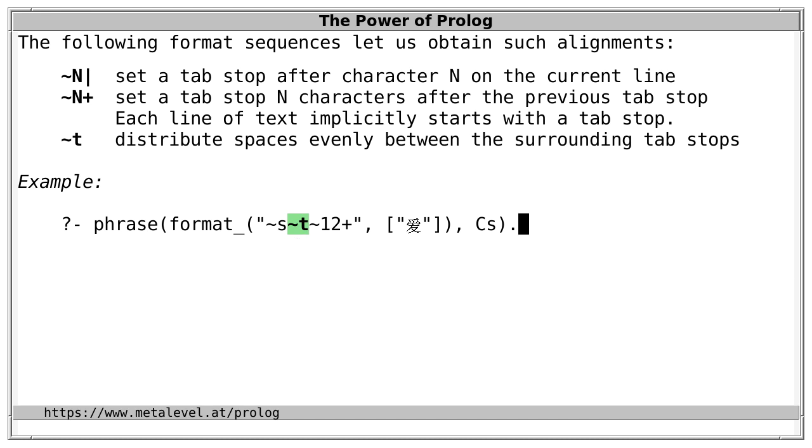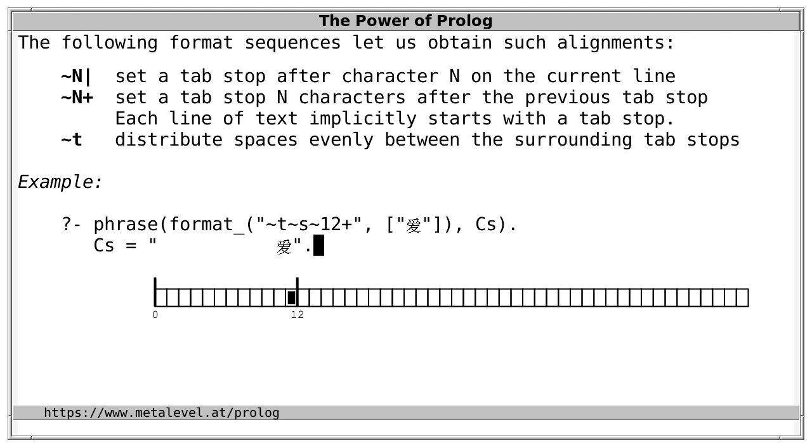And we get the various alignments by moving this tilde t. For instance, if we place it here at the start of the string, then we get right-aligned text. Because in this case, the text takes again one character, and spaces are distributed between the surrounding tab stops where the tilde t appears in the format string. And therefore the text is right-aligned.